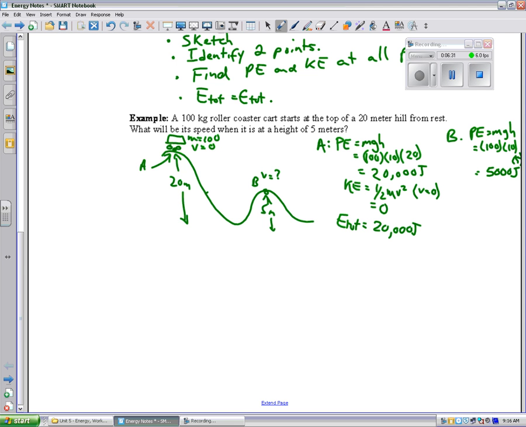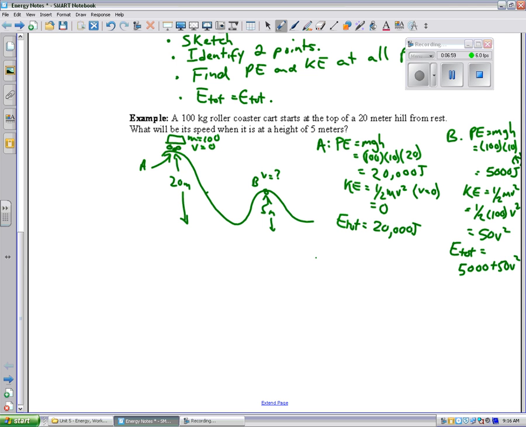And then the kinetic energy is 1/2 mv squared. So that's 1/2 times 100. Now I don't know the velocity, so that's still a variable. So v squared, so this is 50v squared. The total over here, we can say, is 5,000 plus 50v squared.